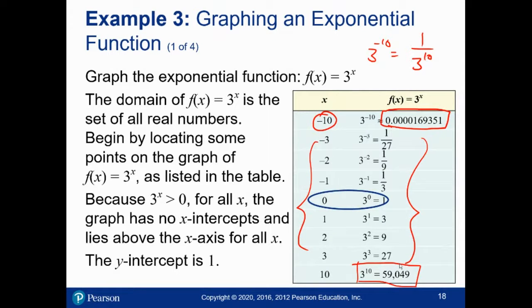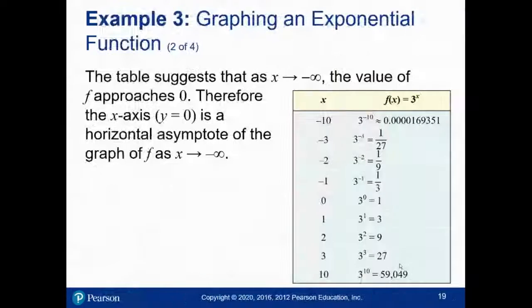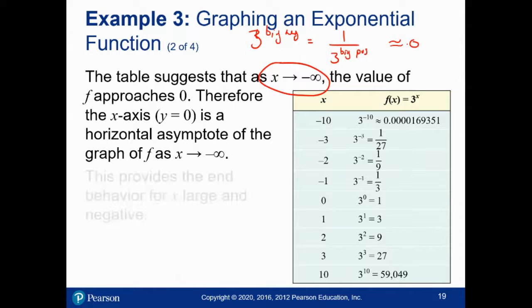Okay, we do have a y-intercept of 1. Notice there's no x-intercept. 3 to the x cannot possibly be 0. I cannot raise 3 to any power and get out 0. Which does suggest some kind of horizontal asymptote. As x gets smaller and smaller, I have 3 to a big negative number. That's going to be the same as 1 over 3 to a big positive number, which is going to be pretty close to 0.